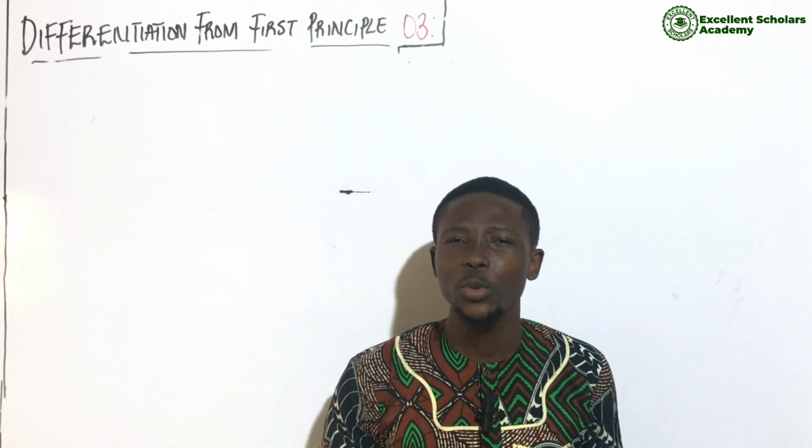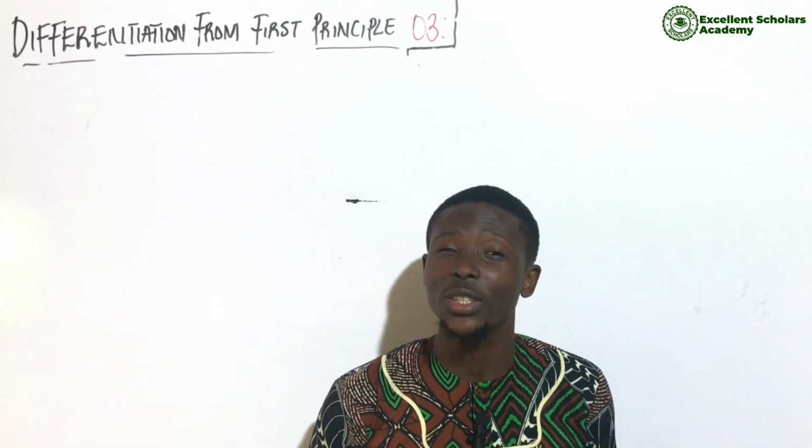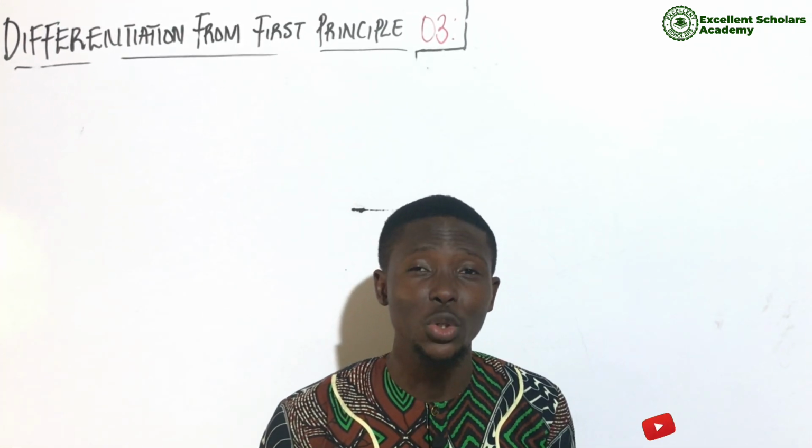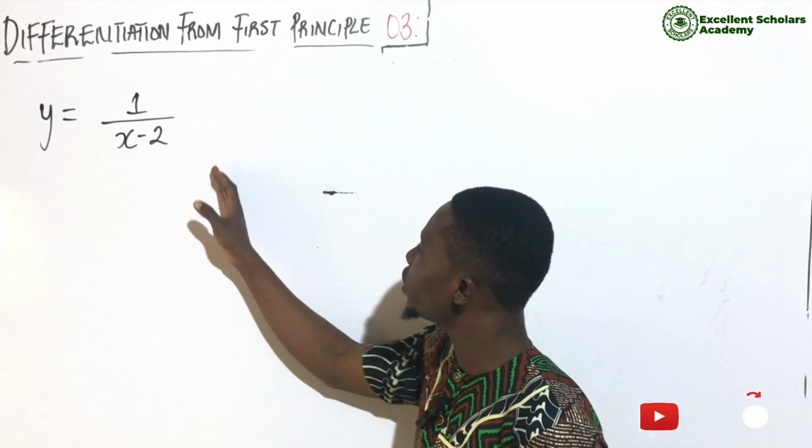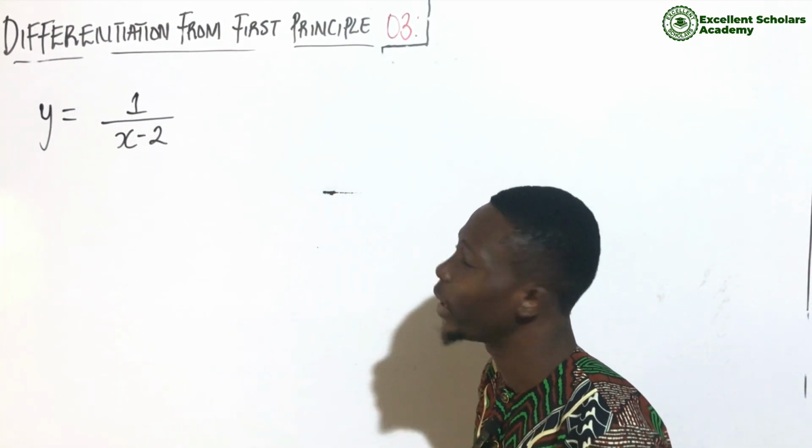In our last video, we were able to solve some questions on differentiation from first principle. In this video, we are going to be solving more questions. Okay, so we'll be solving this question, y equals 1 over x minus 2.